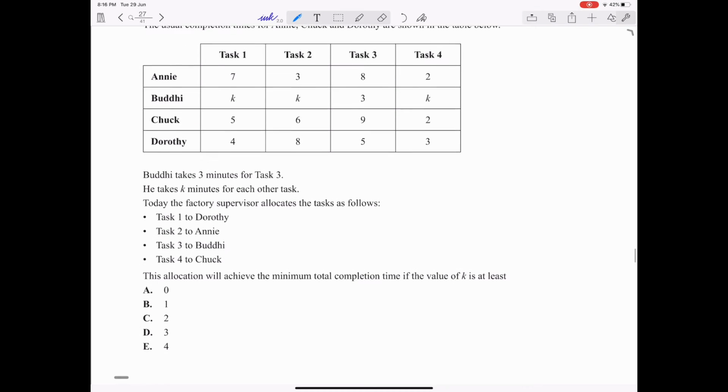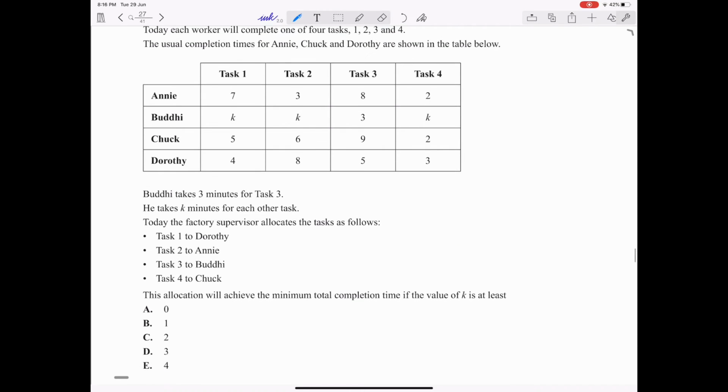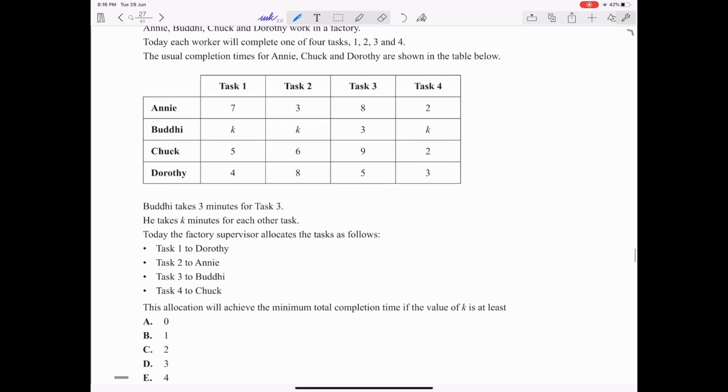So we obviously know that it can't take someone 0 minutes to complete a task, so therefore we just straight away take out A as our option.